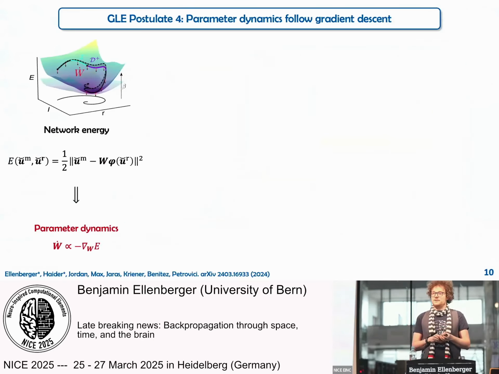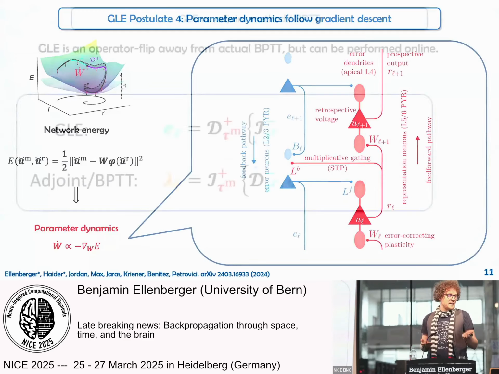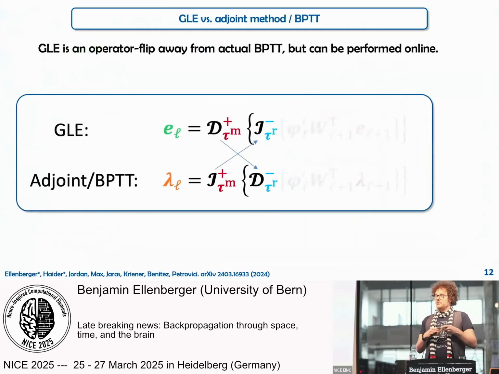The fourth postulate is quite simple. It's basically that we can do parameter dynamics on this energy function. So we take a derivative and then we can adapt all our parameters as we want them. And we also have a microcircuit that implements this. We don't just optimize for something, but we can actually compare it to the correct way to do it. This is the adjoint method, which is the continuous backpropagation through time method. And we're just one operator flip away from that.